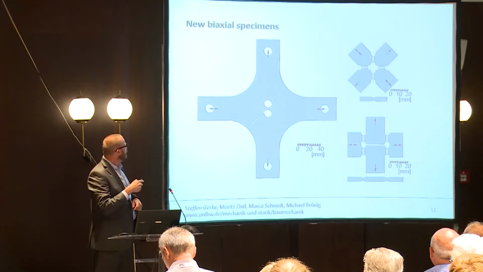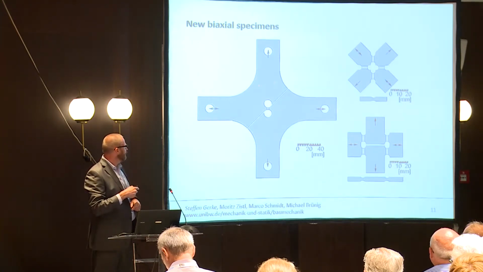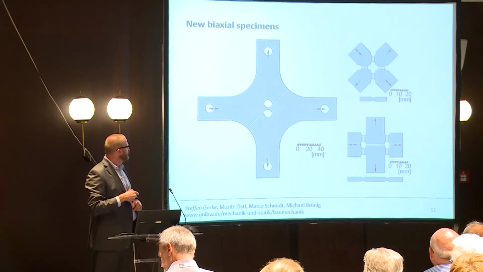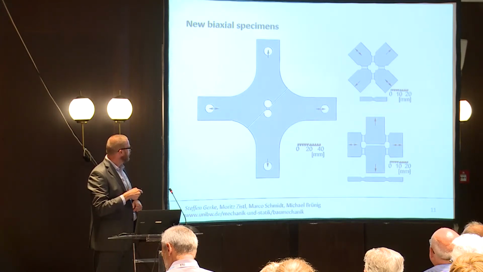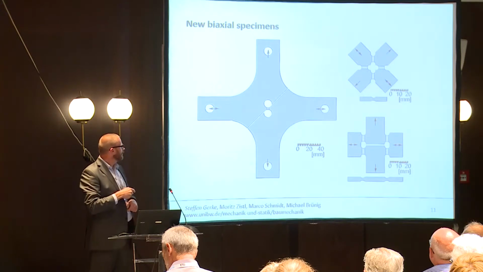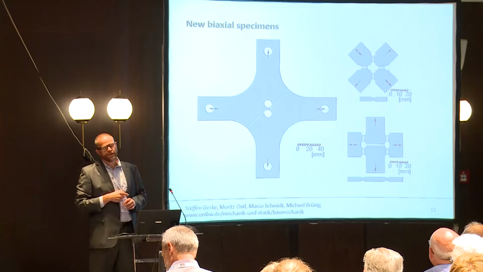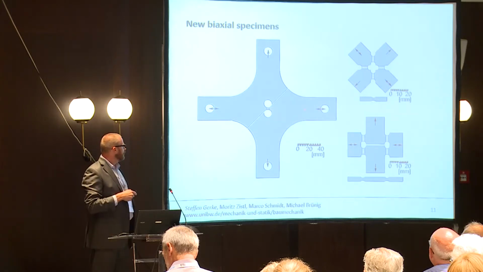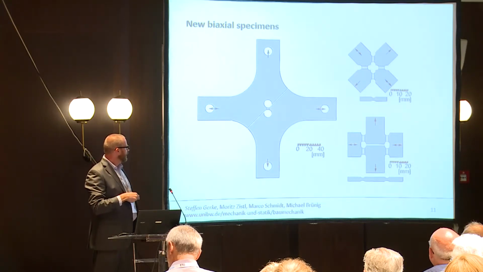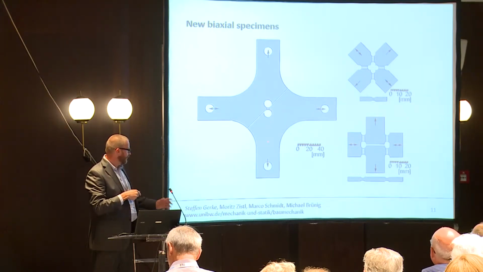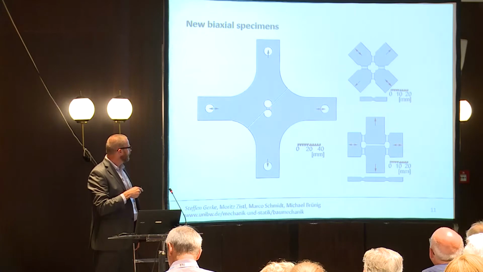We came up with these, I now call them Z specimens due to the form. It's a combination here. You can see loading it in this direction, you have a rather tension dominated stress state, and loading it in this direction, you have a rather shear dominated stress state in this central area. So now you can load it first in tension and compression, or in both ways at the same time, and you get different stress states in the center.